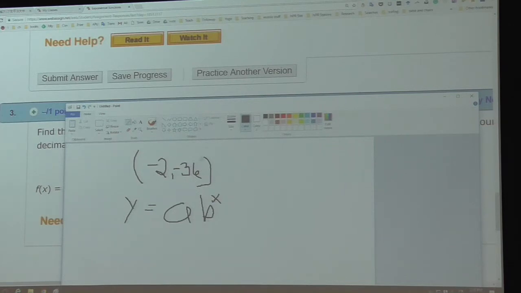I just say, well, this is the y value, right? And this is the x value, right? So I just put the x value in here and the y value in here and solve and figure out what A or B has to be. So let's write that down. This has to be true: -36 has to equal A, B to the -2, right? That's what it means for it to go through this point.